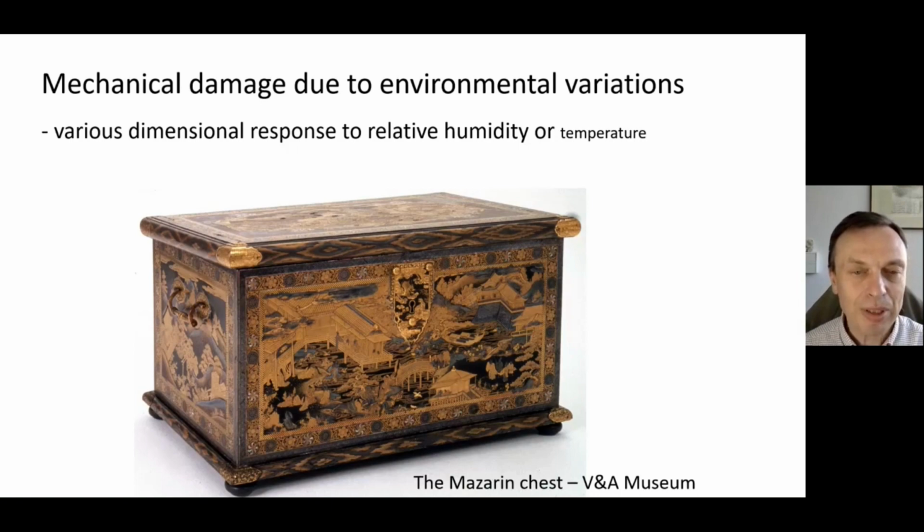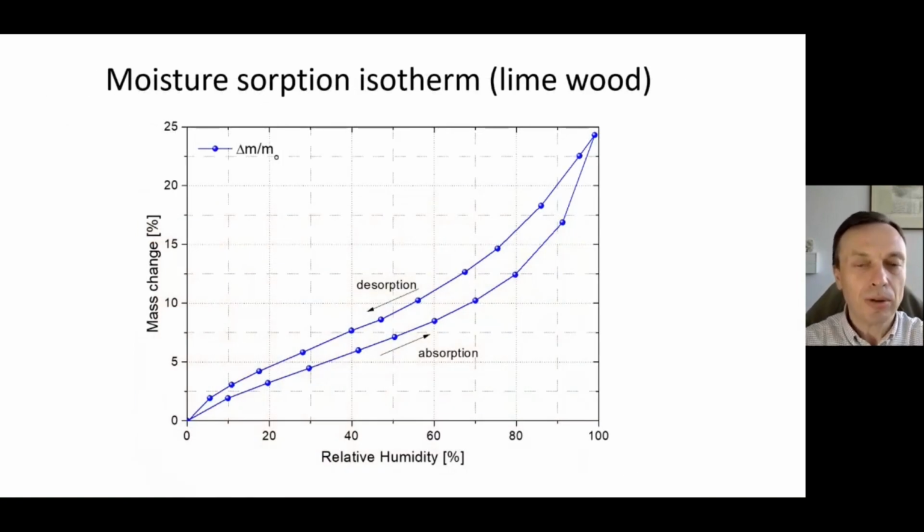This happens mainly to materials which are hygroscopic. It means that they absorb moisture when relative humidity changes. Here you can see the data obtained for limewood: the change of mass versus relative humidity. When you increase the relative humidity, the mass of the object increases as well, following this line which we call the absorption branch. When we start to decrease the relative humidity, it returns through a different path, called the desorption path. This loop is called the sorption hysteresis.